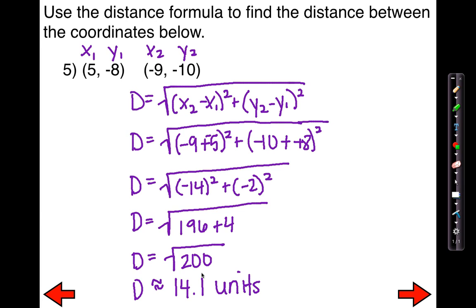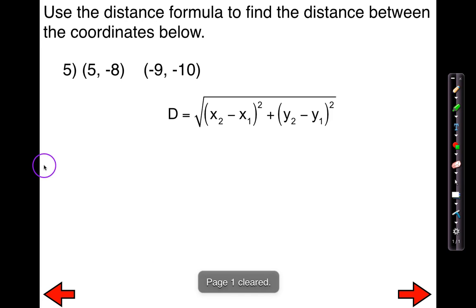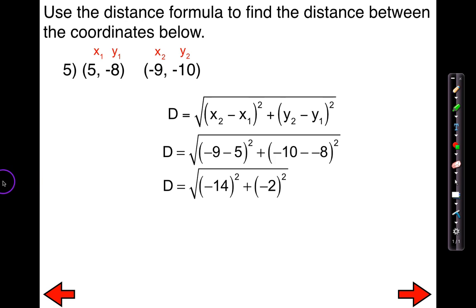Other than that, now it's your turn. Go ahead and pause the video so that you can try numbers 6 and 7 on your own.